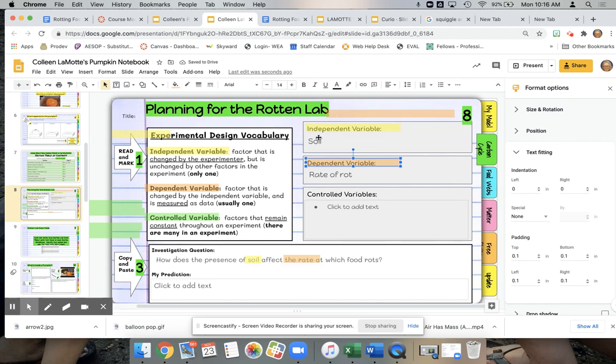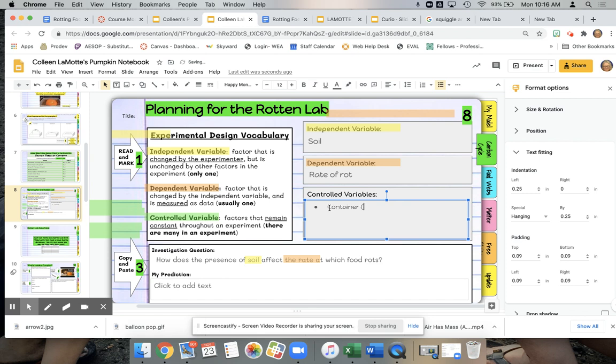You can see that I have added that soil is our independent variable and that the rate of rotting is our dependent variable. Controlled variables are things that we are going to need to leave the same, and you are going to need to determine before you begin your experiment. One controlled variable that you will need to identify is your container. It's important that both of your samples, the sample with plain food and the sample with plain food plus soil, are in the same kind of container.